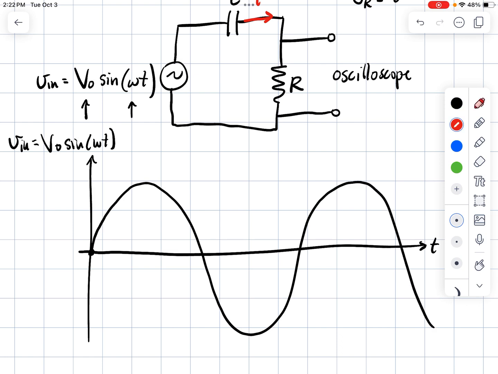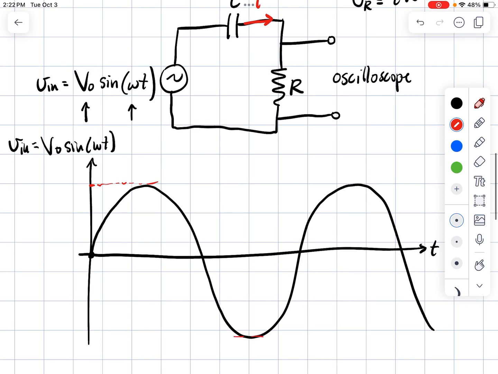Okay, and so I want to label some of these things. We would say that our sine wave has an amplitude of V naught. That means it oscillates between plus V naught and minus V naught. Sometimes people talk about the peak-to-peak voltage. And so the peak-to-peak voltage, sometimes denoted P2P, is just twice the amplitude, so twice V naught. Okay, and so that's what the coefficient V naught indicates, the size of the signal.